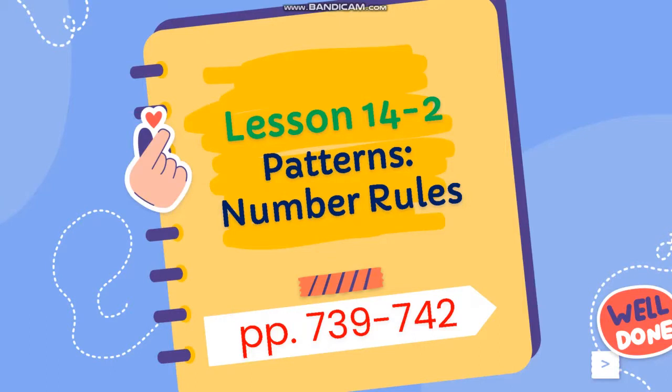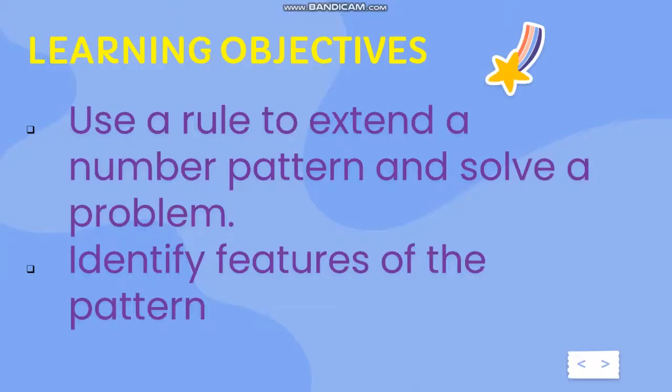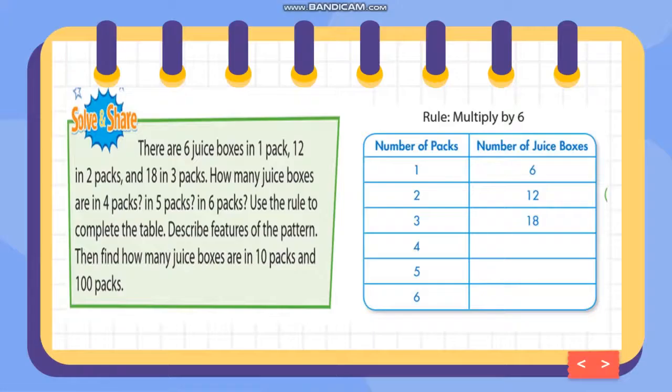Lesson 14-2, page 739 to 742 from your book. Here are the learning objectives for today's lesson. You're going to use a rule to extend a number pattern and solve a problem, and identify features of the pattern. Let's analyze this problem.